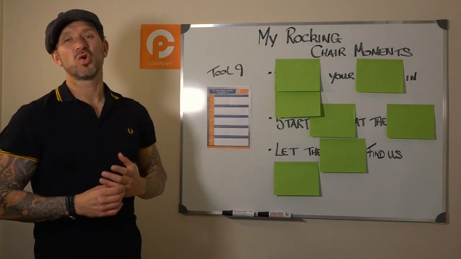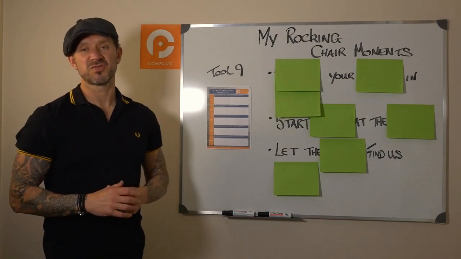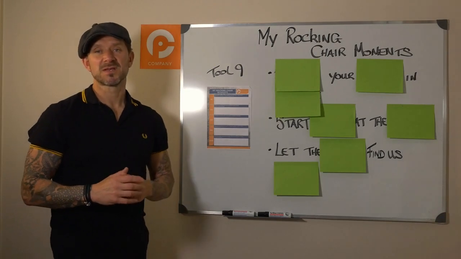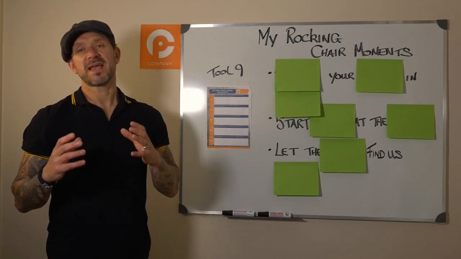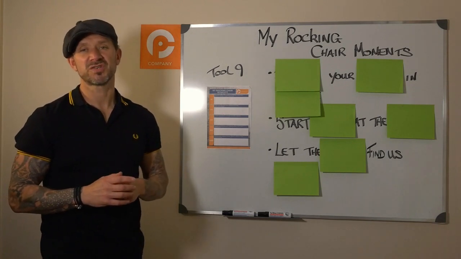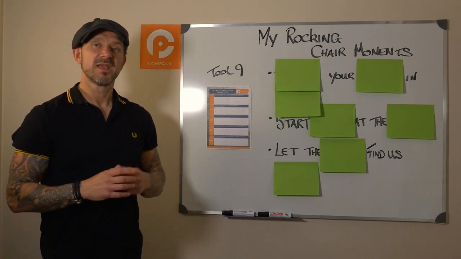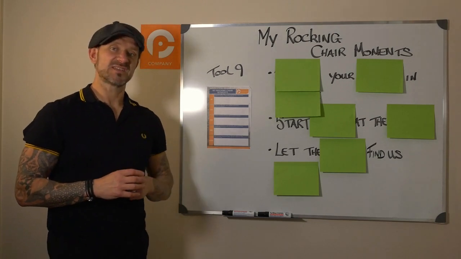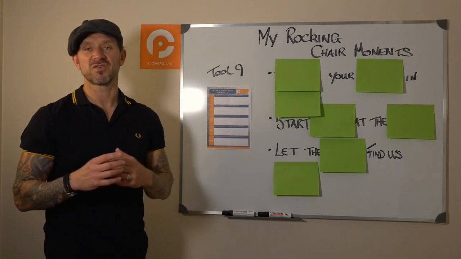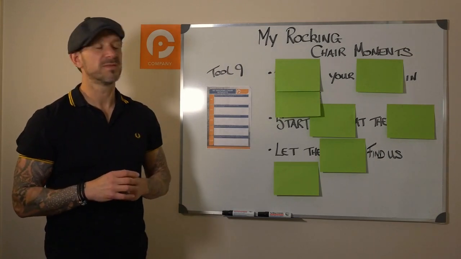So now we're going to look at tool 9 for this module. But before we get into the tool, my rocking chair moments, I'd like us just to think about the actual reasoning why. So we go to our learning capture worksheets to get an understanding of the benefits of this tool, because it's an imaginary tool. It's about going into the future and imagining the future that we want.